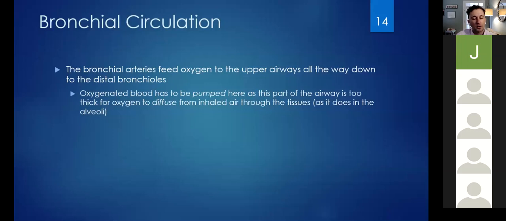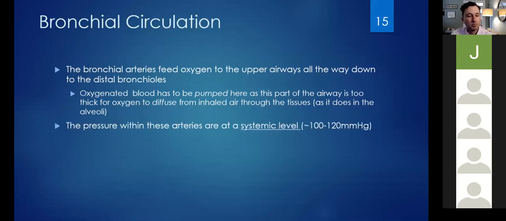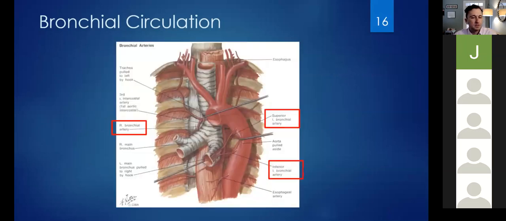And so you can think of the bronchial circulation similar to the circulation going to any other tissues. And because of that, the pressures within these arteries are at a systemic level, so roughly 100 to 120 millimeters of mercury.